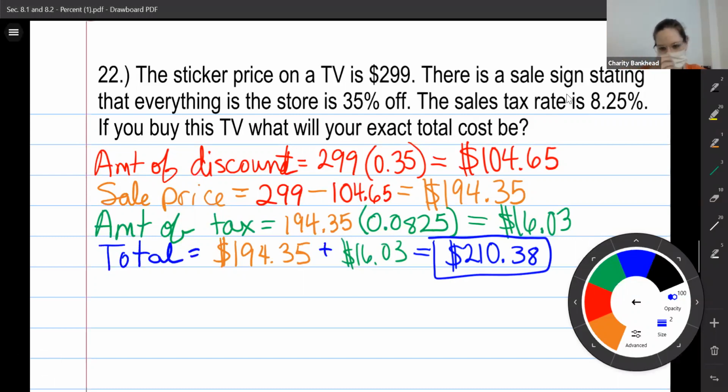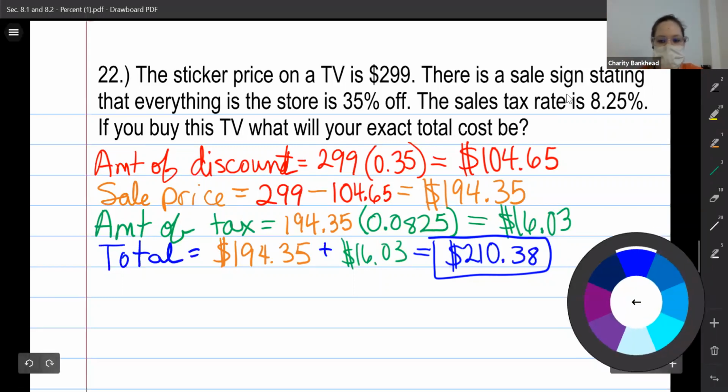Now I'm going to show you how to get that same answer just in one line of calculation. So if you didn't need to break it down into all those parts and give a bunch of separate answers, and you just wanted to get the final answer, here's what I would do.